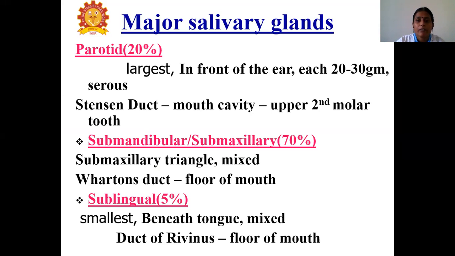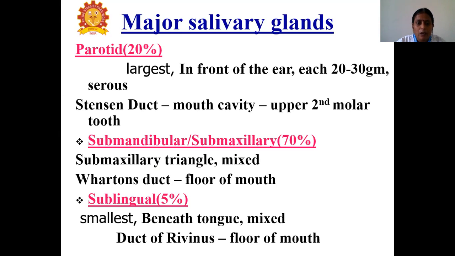It is located in front of the ear, and each parotid gland weighs about 20 to 30 gram. It is a purely serous gland. It drains its secretion through the Stensen's duct into the mouth cavity near the upper second molar tooth. Next, the submandibular or submaxillary gland, whose secretions make up 70% of the total secretions.